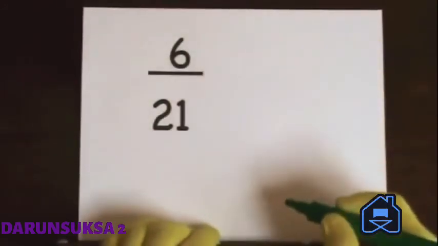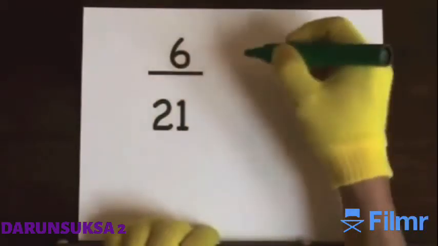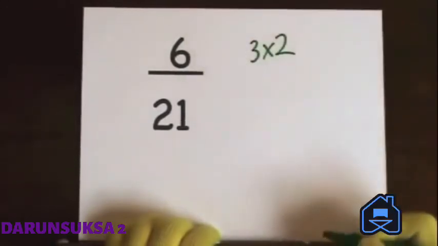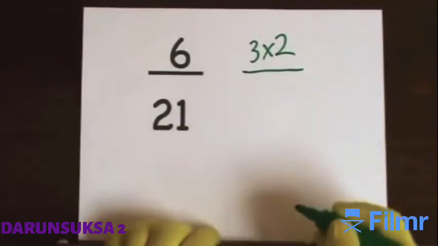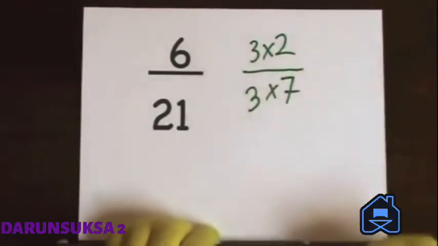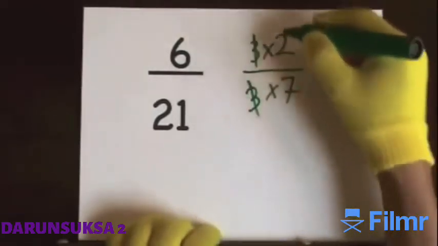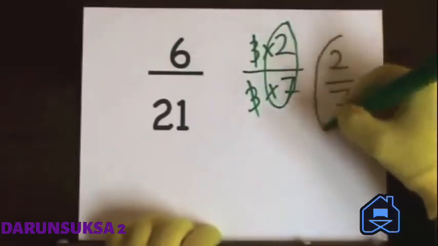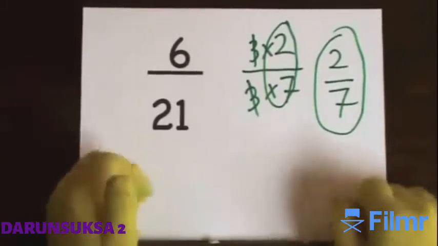Next, 6/21. 6 can be thought of as 3 times 2, and some factors of 21 are 3 times 7. Cross out the like factors, and you're left with 2/7. And that's it. Nice work.